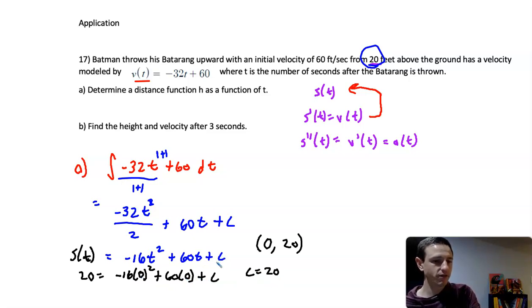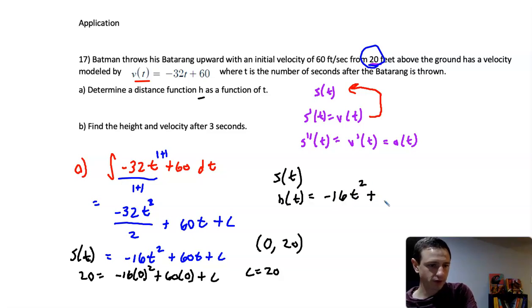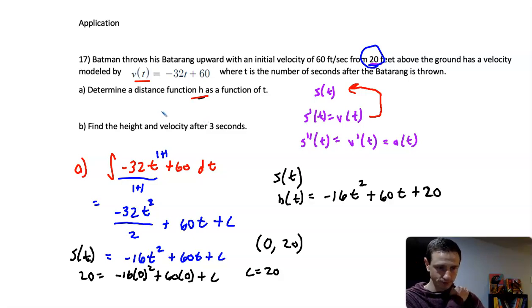So now we actually have a c value. We're able to get this constant of integration being 20. So our position, which is our height function, we can write as h of t rather than s of t. So h of t is negative 16t squared plus 60t plus that c value of 20. And we got that c value based off the initial point that it was thrown. It was thrown 20 feet above the ground, and that was the initial throw, so there's no time elapsed. So t equal to 0, 0 plus c is equal to 20. Nice. We have our function h. That was our distance function.